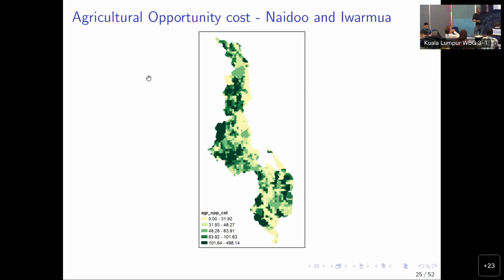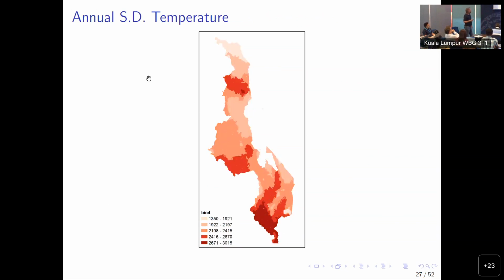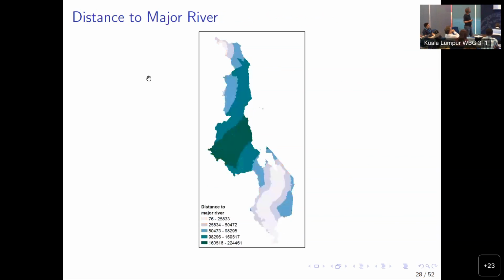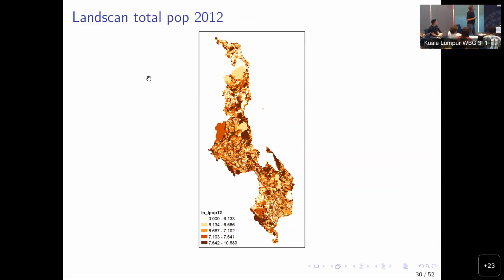This team takes the raw data and computes a variety of agricultural variables. You can take in temperature data, standard deviation about seasonality within the country, major rivers, forest cover loss, landscape population totals. And often, even for a particular variable, you have competing variables from more than one team. In the case of population density, it's like half a dozen teams that work the same, so you can have competing data on population locations.